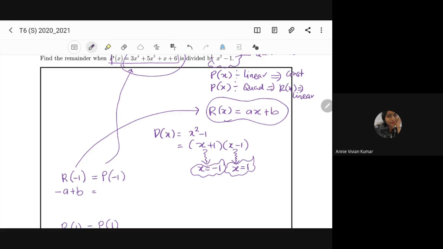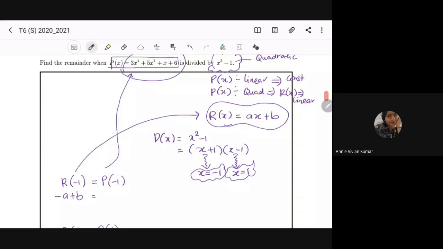So I will get 3 times negative 1 power of 4 plus 5 times negative 1 cube plus negative 1 plus 6. Okay, and then if you try to calculate, you will get negative A plus B equals 3. Our first equation.